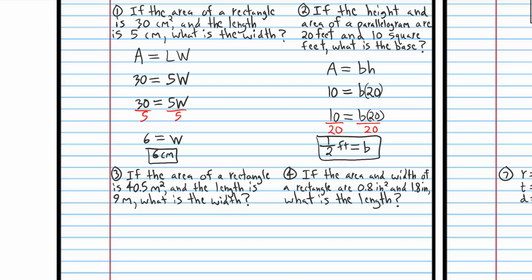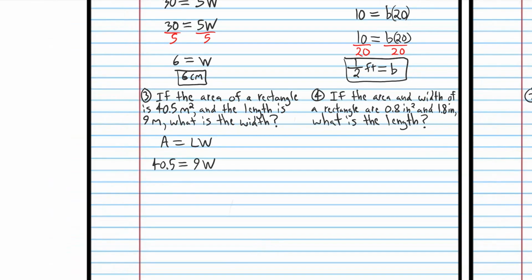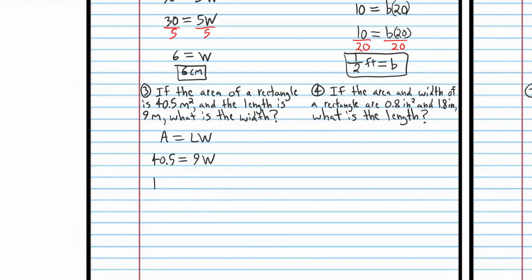All right, we're back. So this is the same type of problem. You're going to write your area formula for a rectangle. And they tell us that the area is 40.5 and the length is 9. So now we have a one-step algebraic equation. We're about to perform an operation on both sides of the equation. So we rewrite the equation, and that's 9 times W. A number next to a letter is multiplication, remember.